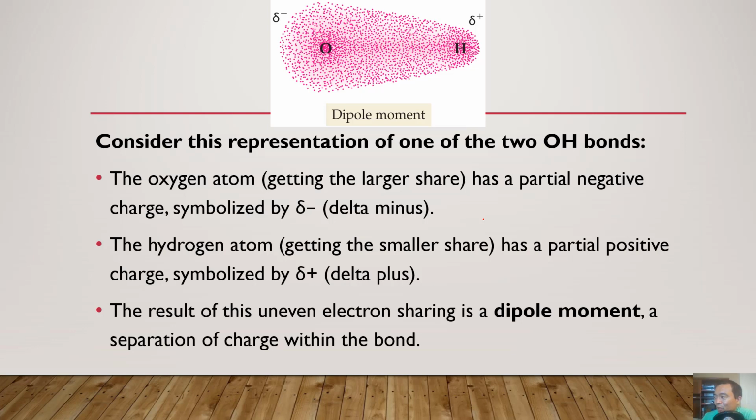Consider the representation of the OH bond. The oxygen atom is getting larger share, and this will have a partial negative charge because the electrons are negative charged and it's not evenly shared between oxygen and hydrogen, because oxygen is more electronegative. More electrons are sitting on oxygen than on hydrogen. So that's why this end, oxygen end, is partially negative charge. We use delta minus to represent it. And the hydrogen atom is getting smaller share of the shared electrons, so it's partially positively charged. So we use delta plus to represent it. The result of this uneven electron sharing is a dipole moment, which is the same as a separation of charge within the bond.